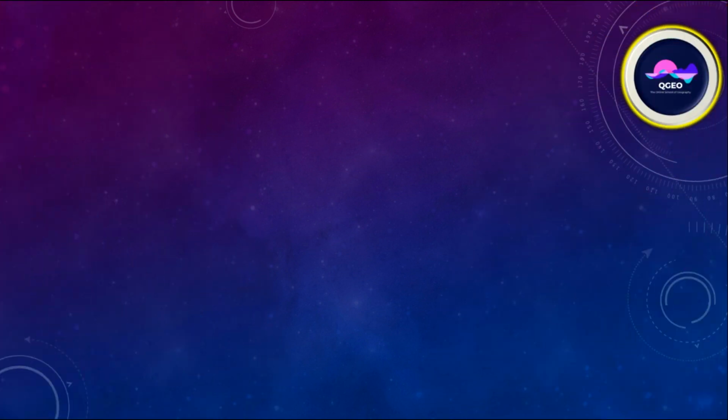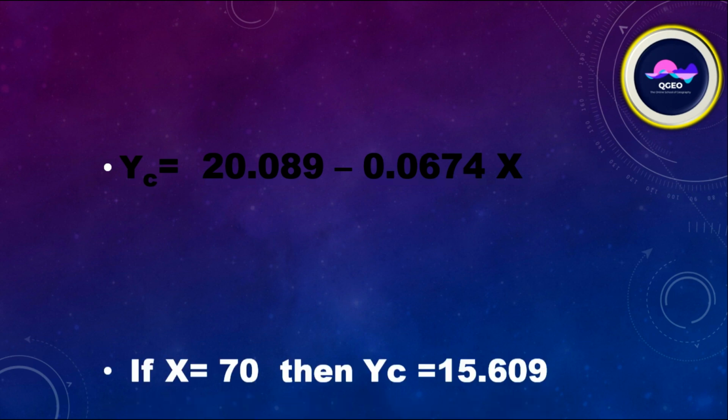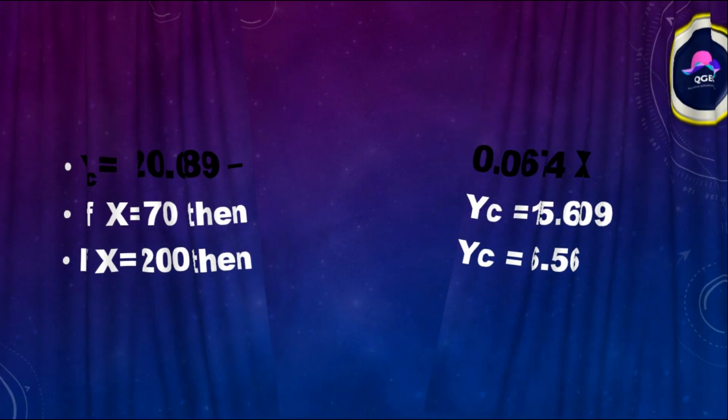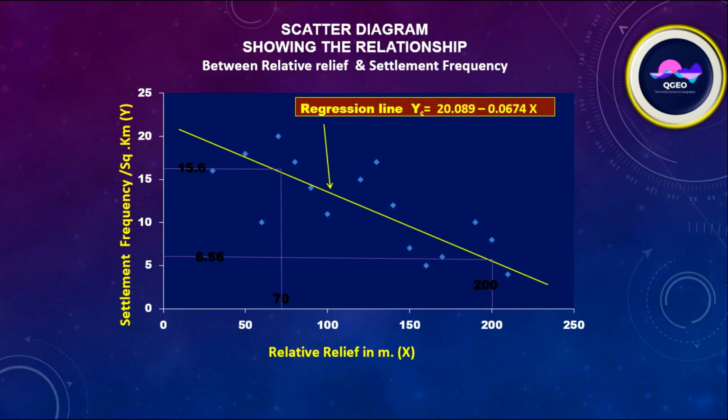After calculating this part, it is very interesting to draw the line. Putting the values, when x is equal to 70, the value of yc is equal to 15.609, and when x is equal to 200, then yc is equal to 6.56. And now we can plot in this way.